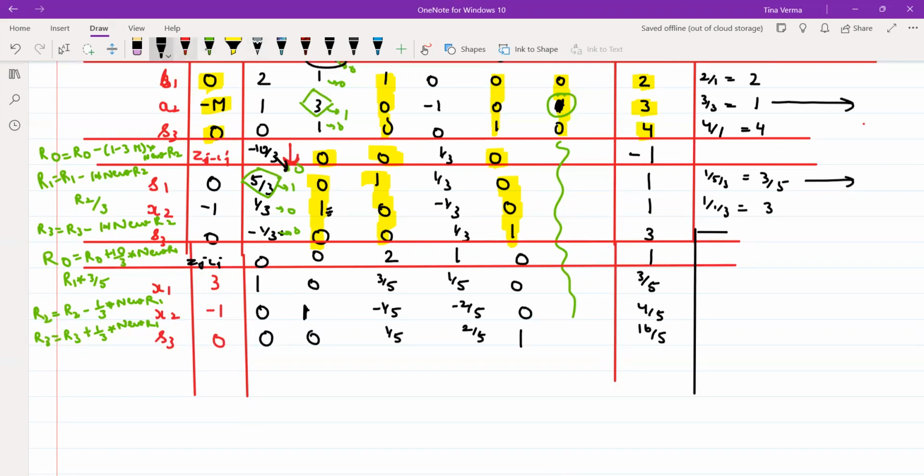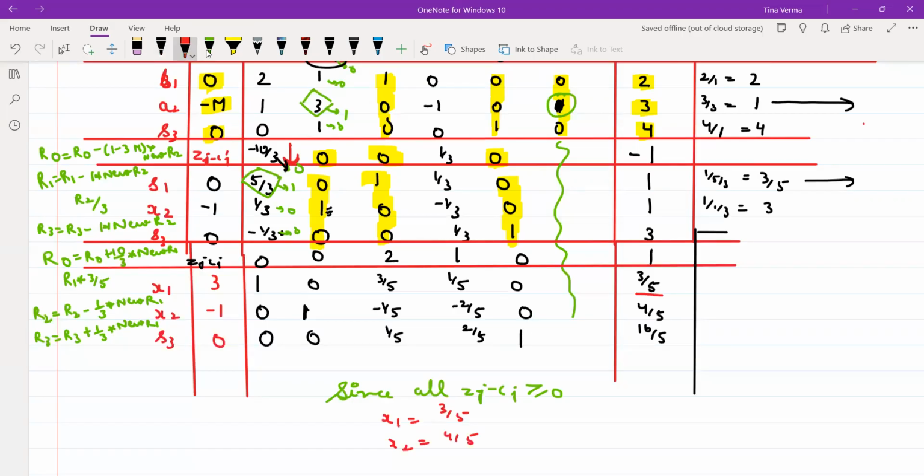Now can I stop at this iteration? Yes, because all Zj minus Cj are non-negative, right? So I can stop here. So what is my optimal solution? That x1 is my 3 by 5 and x2 is my 4 by 5.